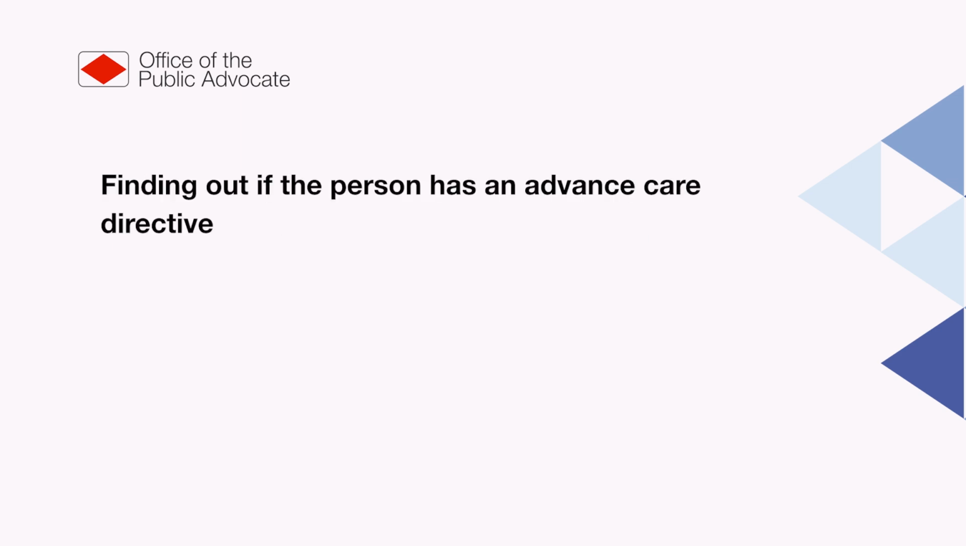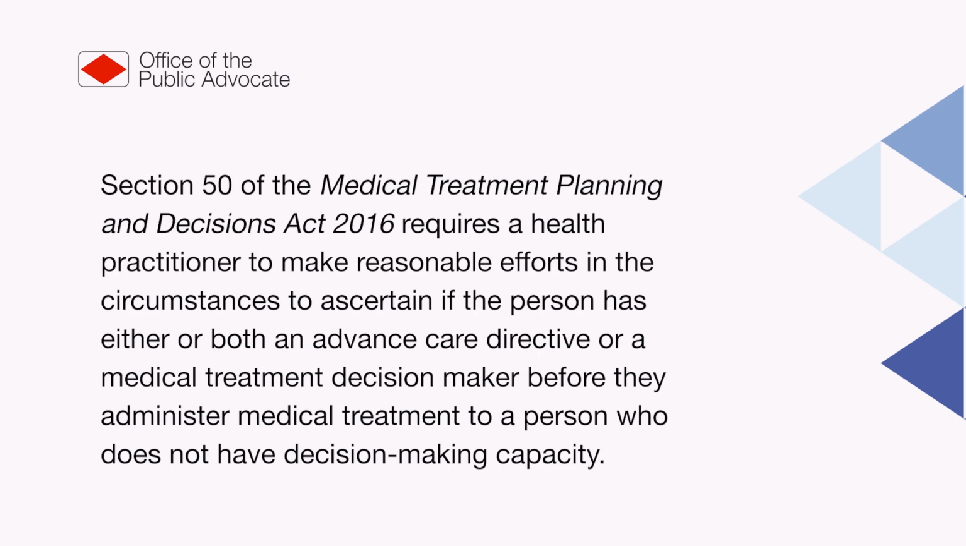Finding out if the person has an Advanced Care Directive. Section 50 of the Medical Treatment Planning and Decisions Act 2016 requires a health practitioner to make reasonable efforts in the circumstances to ascertain if the person has either or both an Advanced Care Directive or a medical treatment decision maker before they administer medical treatment to a person who does not have decision-making capacity.